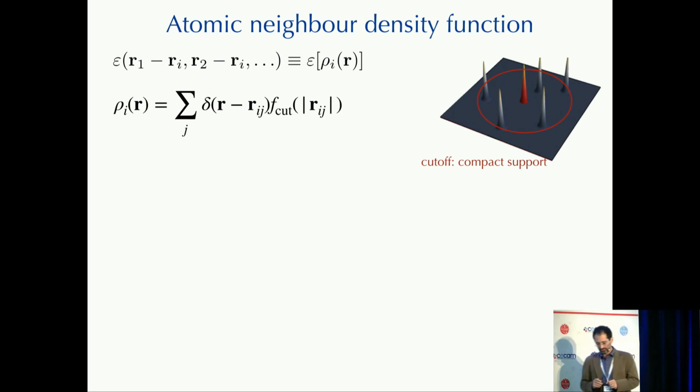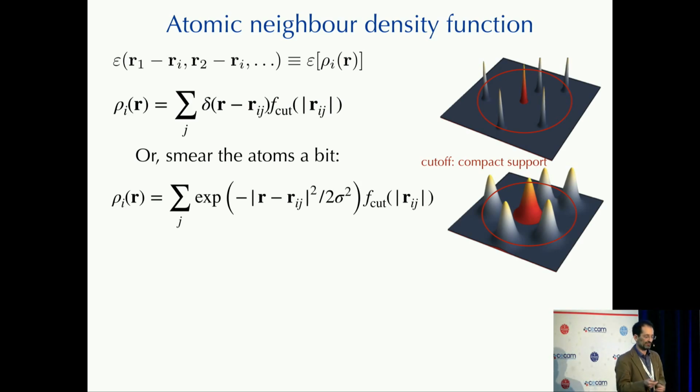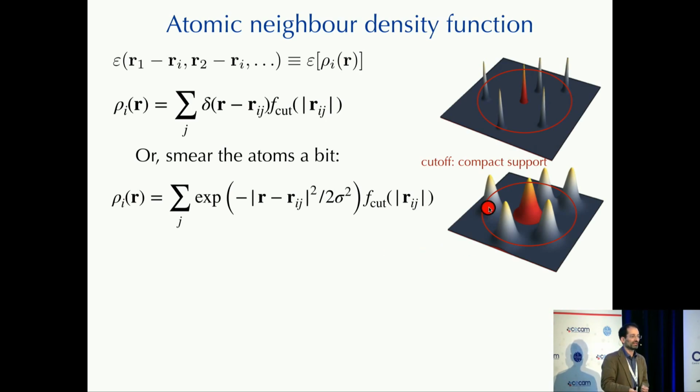So a completely different way of constructing invariants is to think about the atomic neighbor density function. In this case, I'm going to consider this atomic energy as a function of the neighbor density, which is constructed as follows. It's centered on the atom whose energy I'm interested in, and I put a delta function on each of the neighbors, maybe with a finite cutoff that is a parameter of the whole scheme, and that rho is the neighbor density. You just add up all those functions, and perhaps I can smear the atoms a little bit. It turns out that's a good idea, and that just means putting a narrow Gaussian on each atom, so you can still distinguish the atoms.